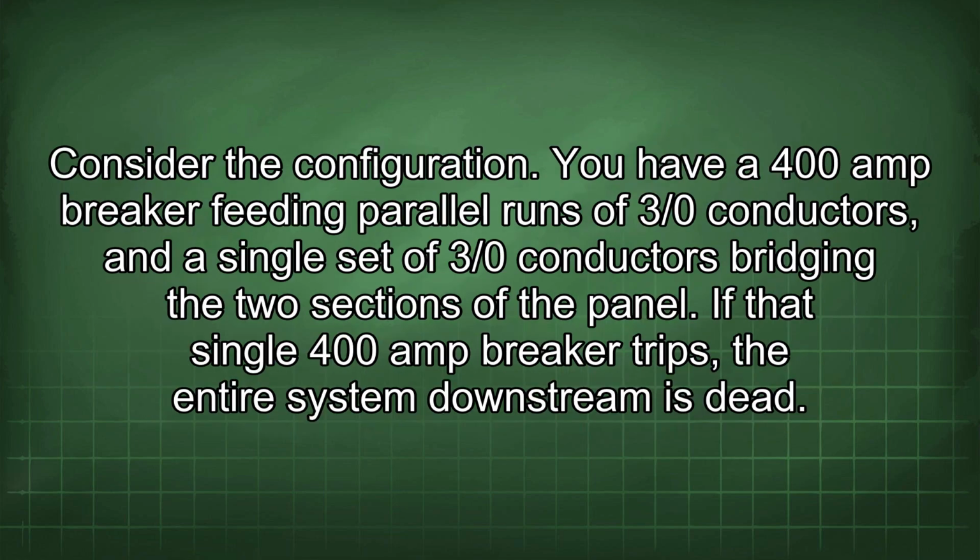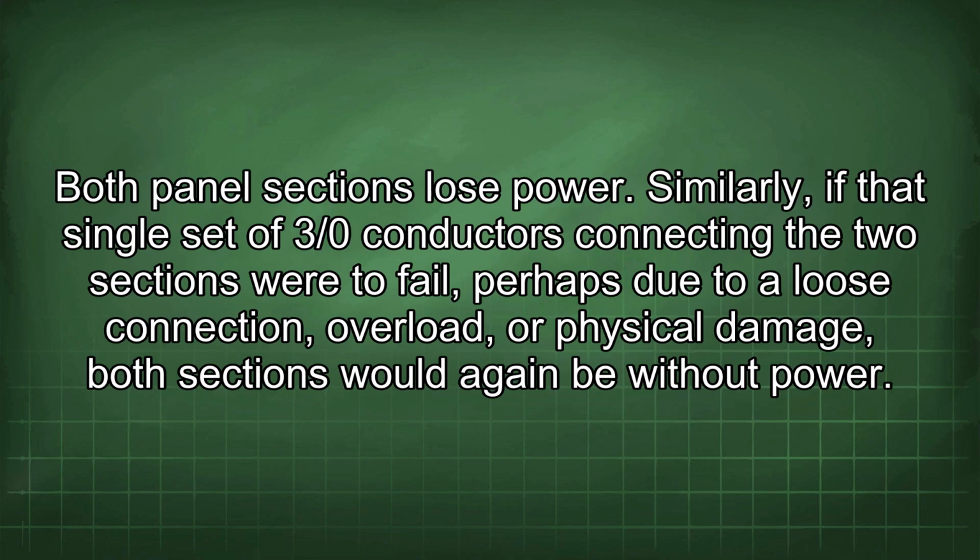Consider the configuration. You have a 400 amp breaker feeding parallel runs of 3/0 conductors, and a single set of 3/0 conductors bridging the two sections of the panel. If that single 400 amp breaker trips, the entire system downstream is dead. Both panel sections lose power.